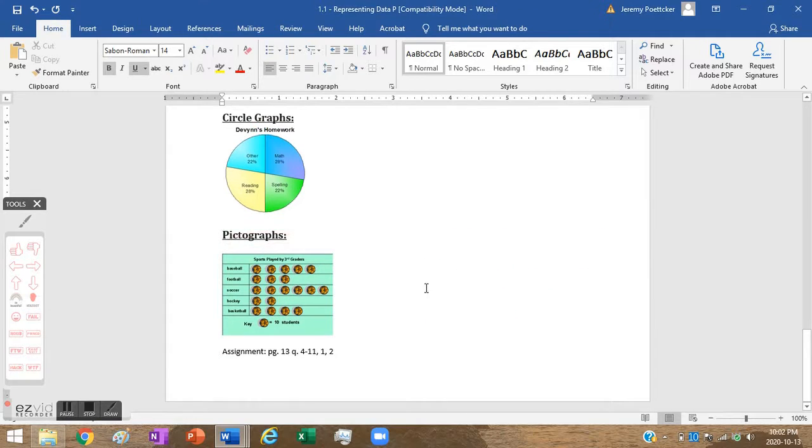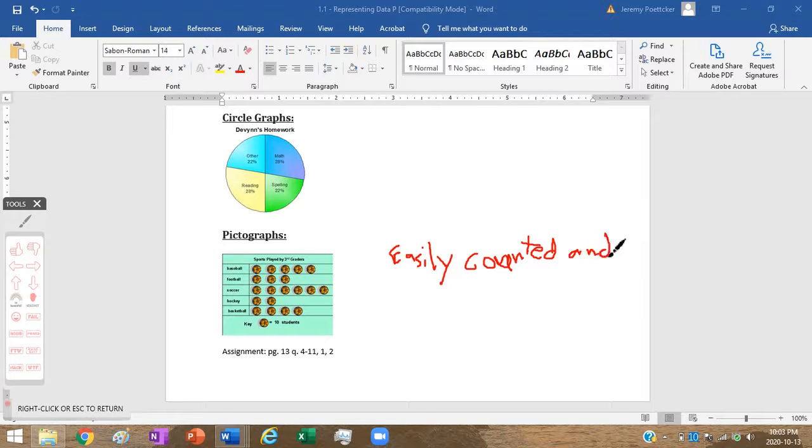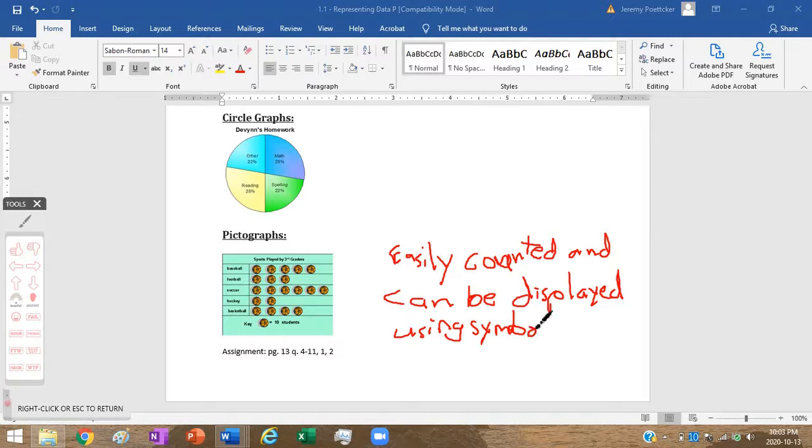All right, and last but not least, let's look at pictographs. Pictographs are best for comparing data that can be easily counted, and can be displayed with symbols.